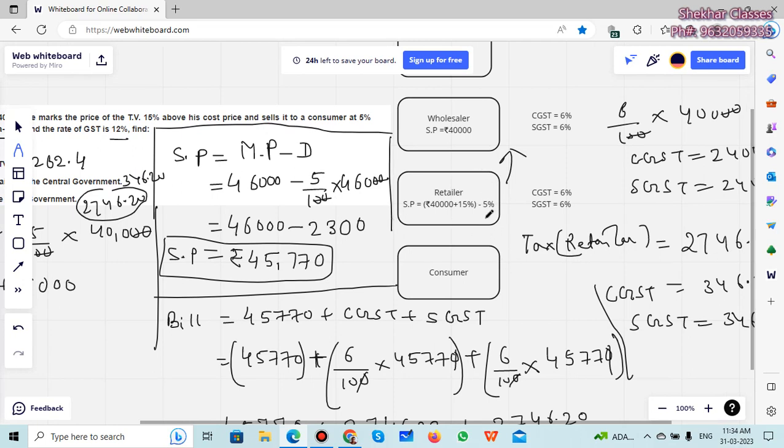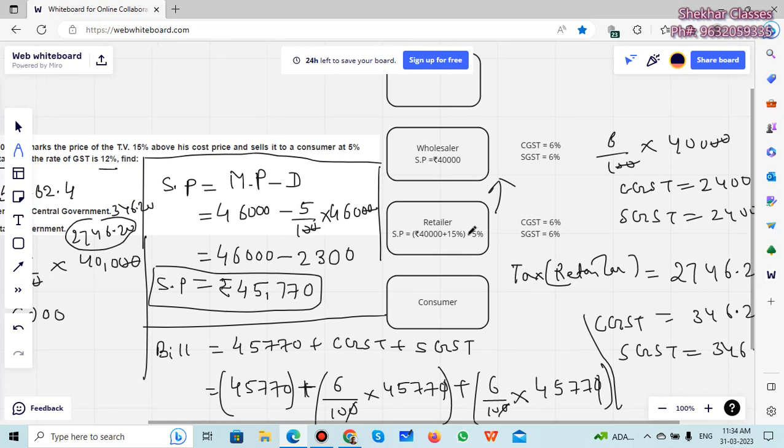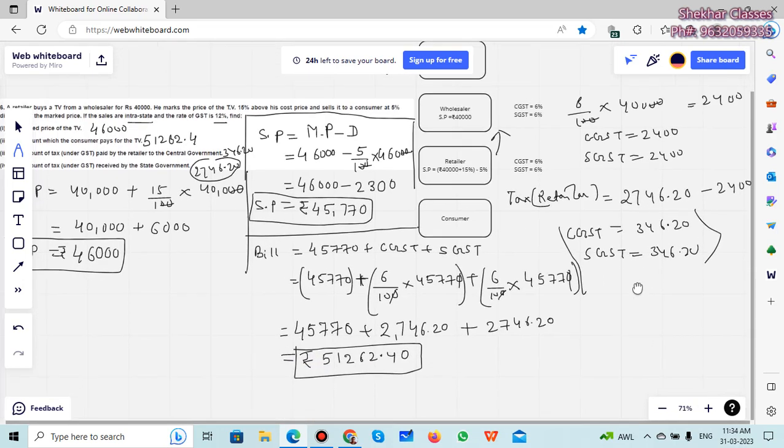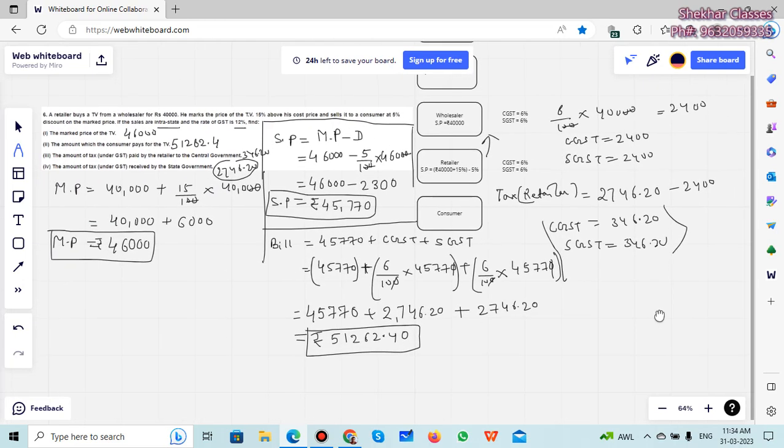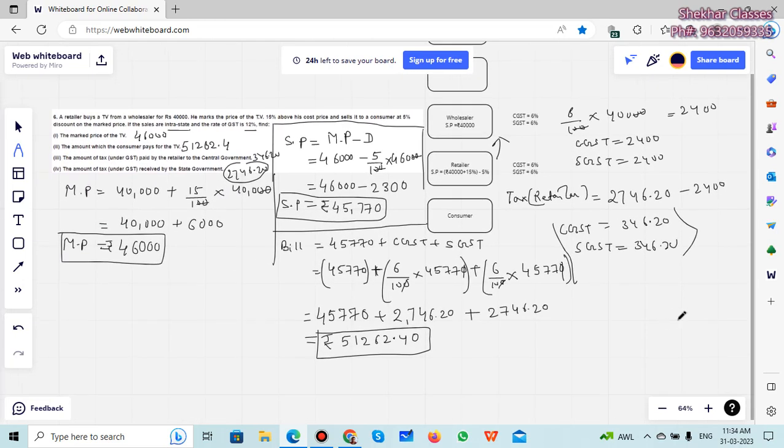These people, the retailer, wholesaler, and manufacturer, are partly depositing it step by step in the government account. So this is all that we have about this particular question. So fine. Alright, and this is the answer.